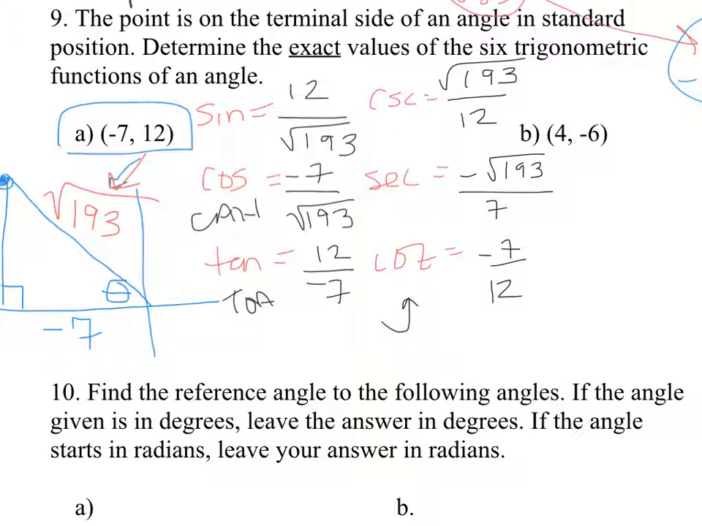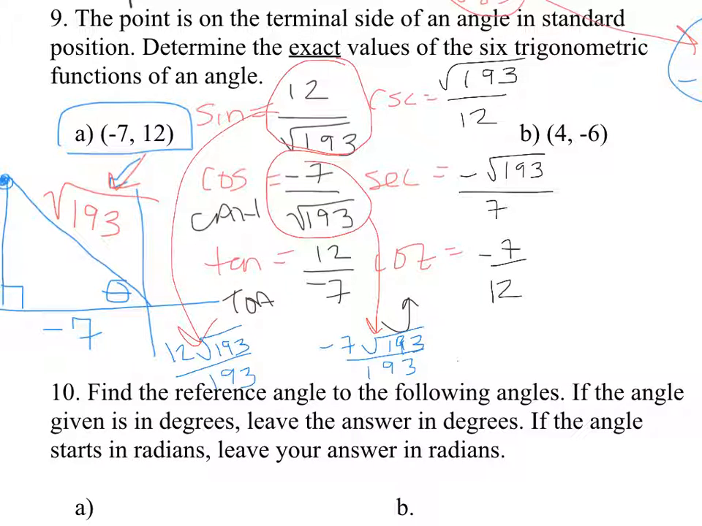So when you look at these, the only ones that we're going to have to simplify are sine and cosine, and that's it, because there's a radical in the denominator. And when you do that, I'll put these answers right here, simplified form. And then when you simplify, again, you'll get for sine, 12 square root 193 over 193, and for cosine, when you simplify, you'll get negative 7 square root 193 over 193.